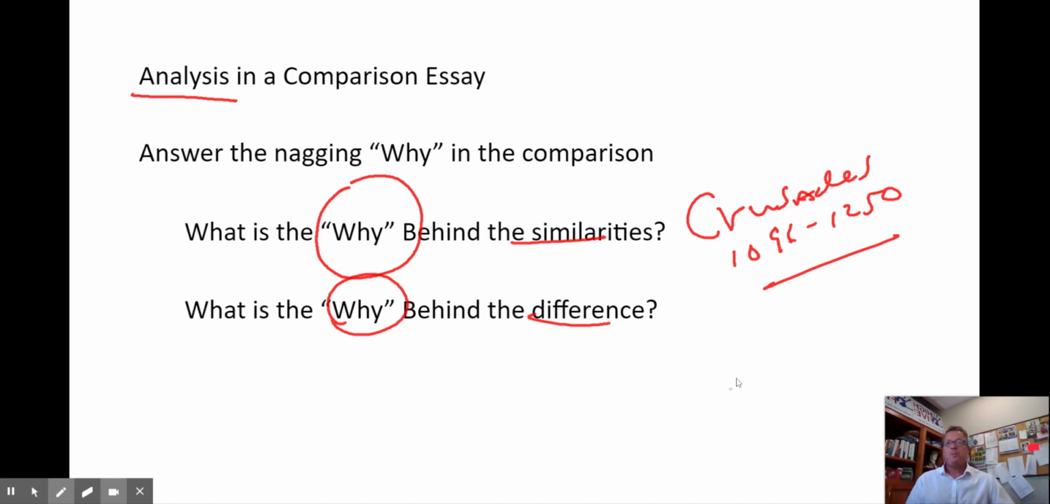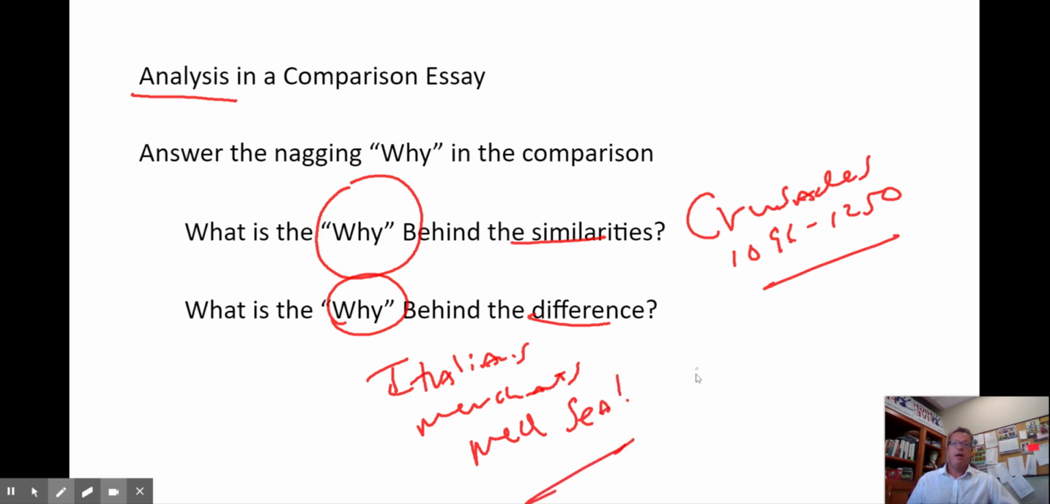And then, of course, what is the why behind the difference? One of their differences is that Spain goes out to the ocean, and the Ottomans go off into the lands, and maybe that's because there was somebody in the middle, and that was the Italians, right? The Italian merchants were the ones that had already taken over the Mediterranean Sea. That's who was there. How do you know that?